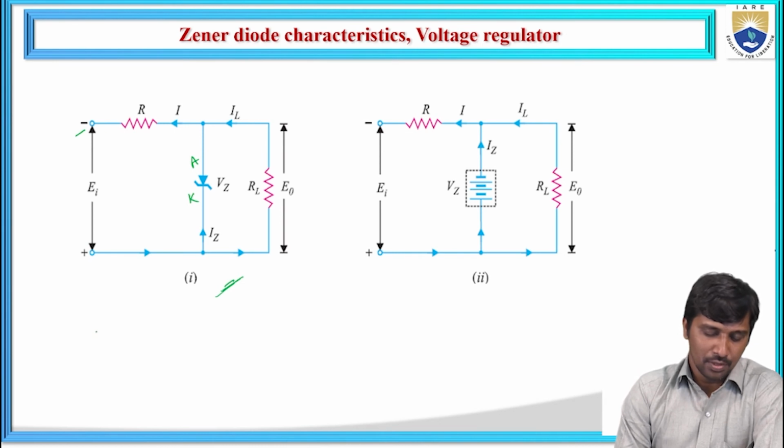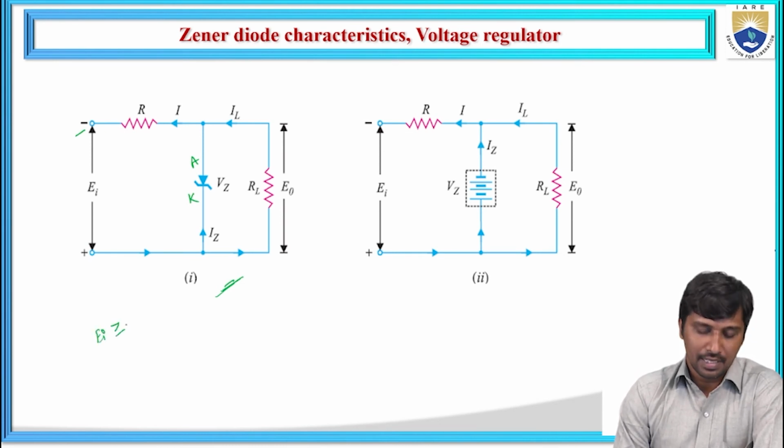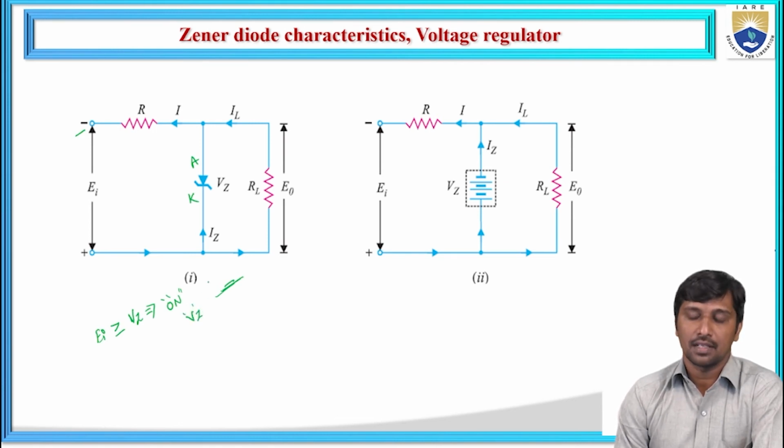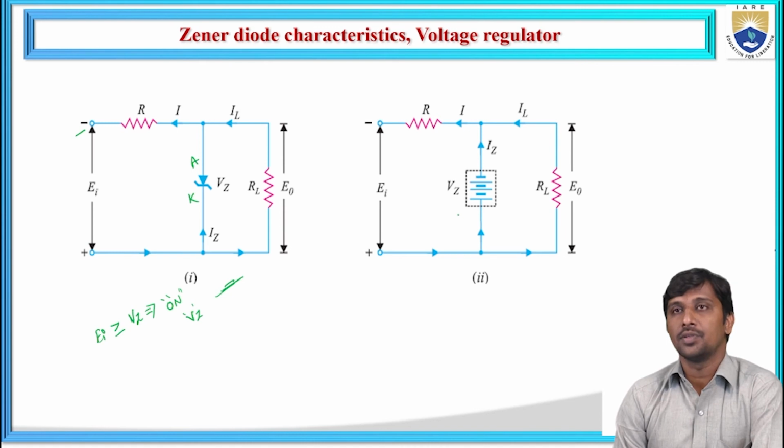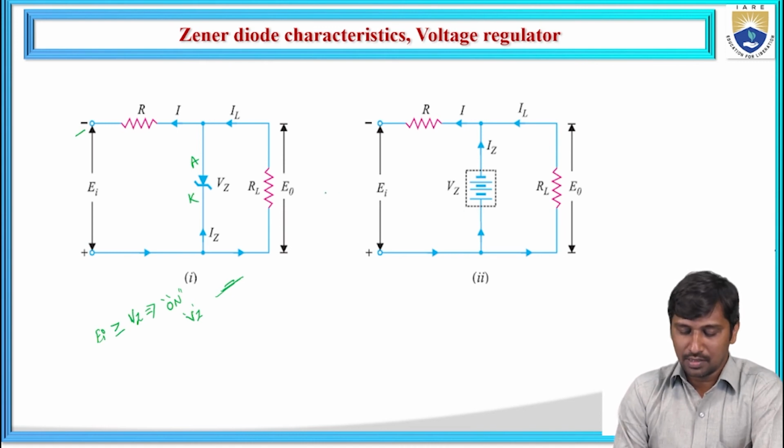Here I consider the applied voltage Ei must be greater than or equal to the voltage across the Zener diode, the Zener breakdown voltage. Then we know that the Zener diode is replaced with the on state, or it also acts as a battery source when fully charged. That is represented as VZ. Hence, under this condition, I replace it with this.